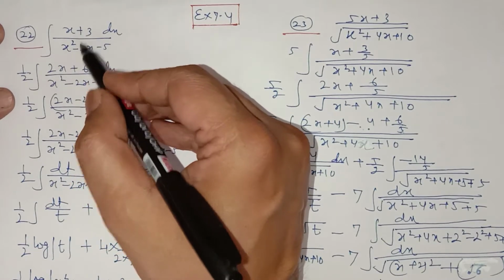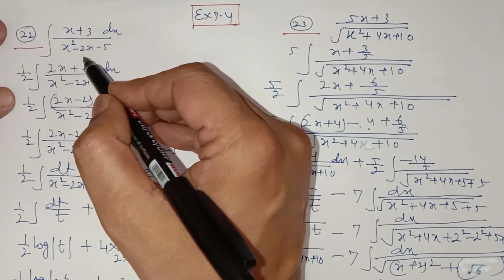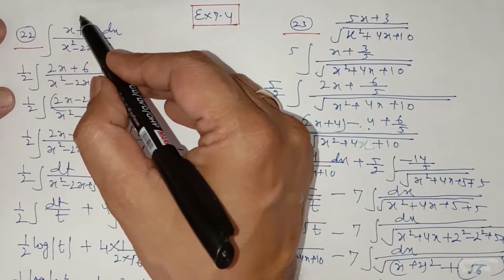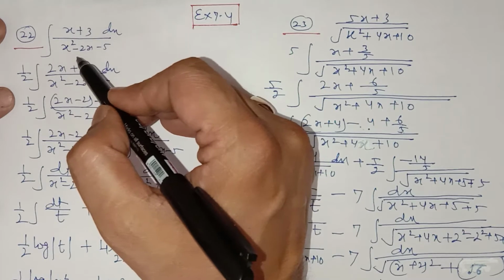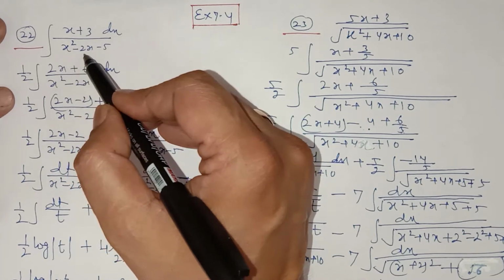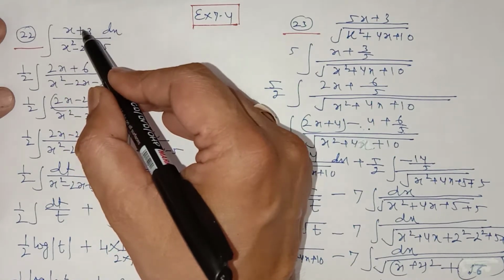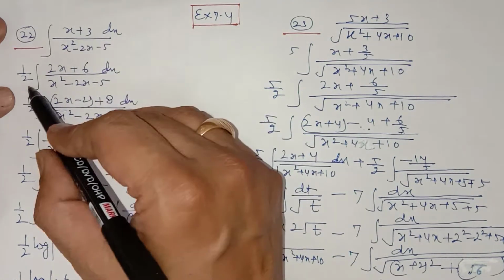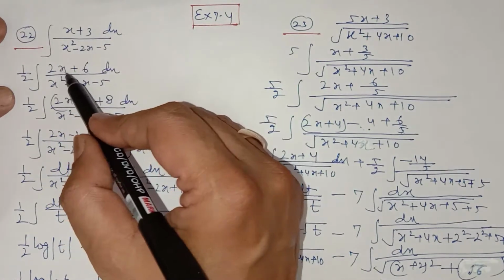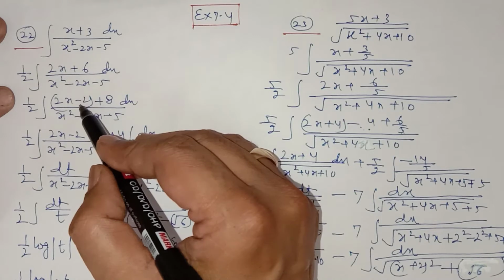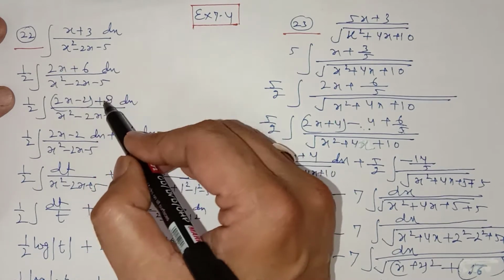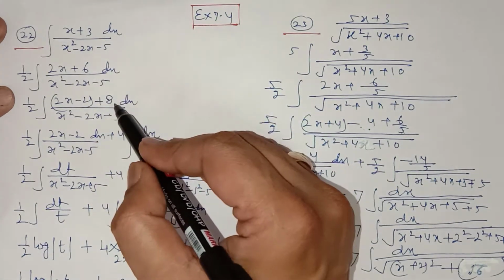This is a linear upon quadratic type question. In the numerator we have a linear polynomial, in the denominator we have a quadratic polynomial. What we did in the earlier question is to make the numerator the derivative of the denominator. So what is the derivative of the denominator? It's 2x minus 2. So you have to make 2x minus 2 in the numerator by arranging it. So I multiply numerator and denominator by 2, and I get 2x plus 6. Now I need minus 2, so I add and subtract 2: minus 2 plus 2 plus 6, it is 8.